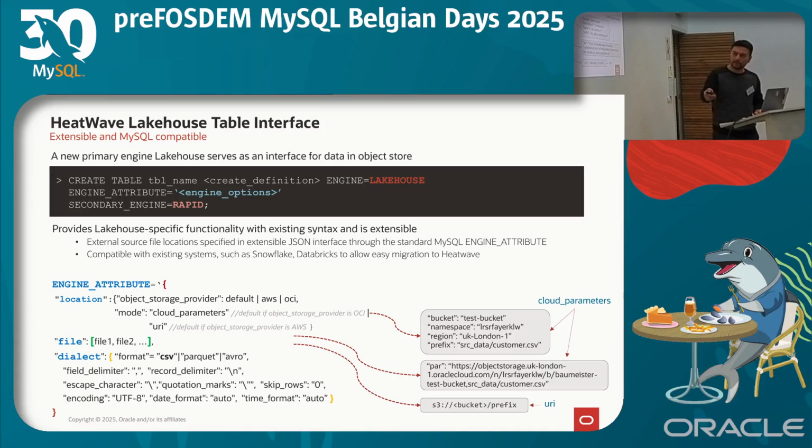Secondly, the file, I already mentioned. And the third one is the dialect. So this is really about your format. If you have a CSV file, then you need to specify what are my field delimiters? What are my line delimiters? What is the encoding and so on and so forth. So a bunch of parameters related to your format.